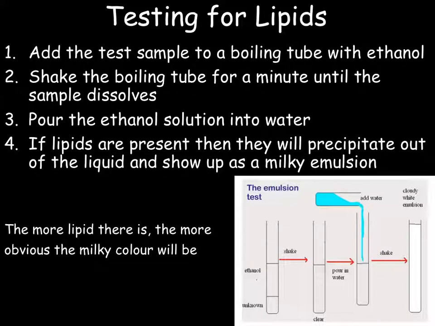It is important to note that an emulsion is when one liquid doesn't dissolve in another and it just forms droplets, a bit like if you shake oil and water.